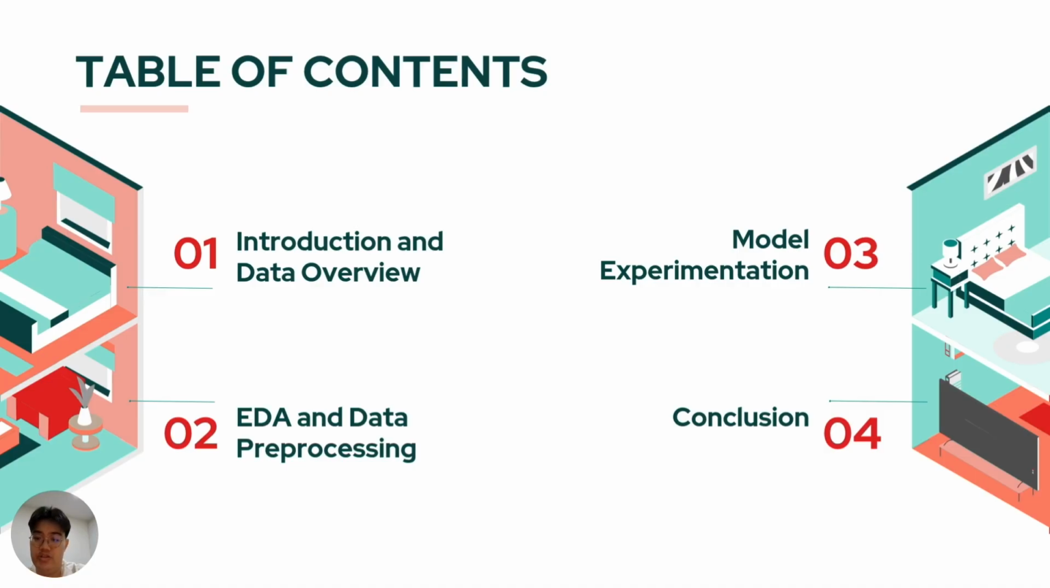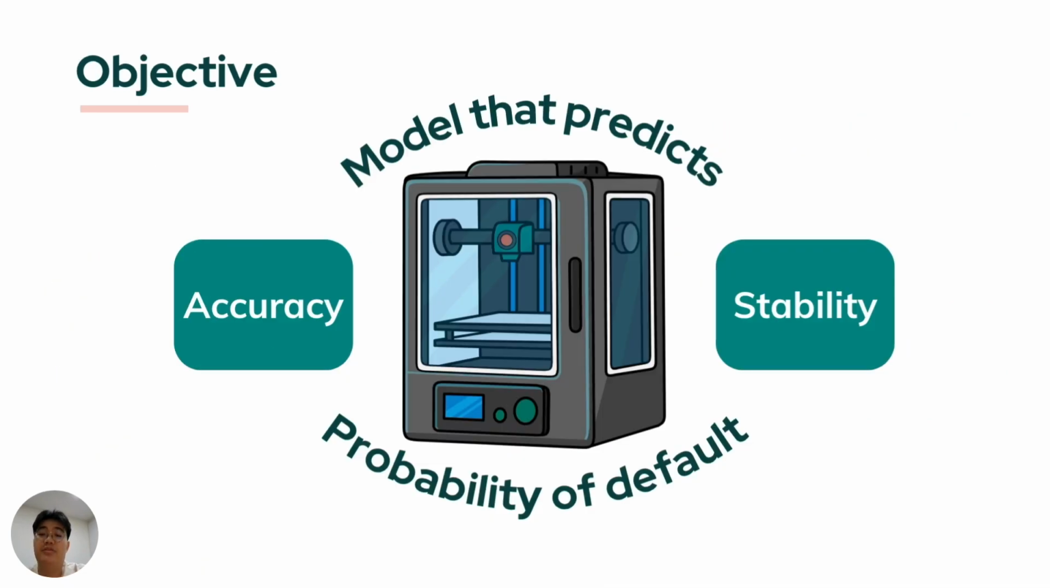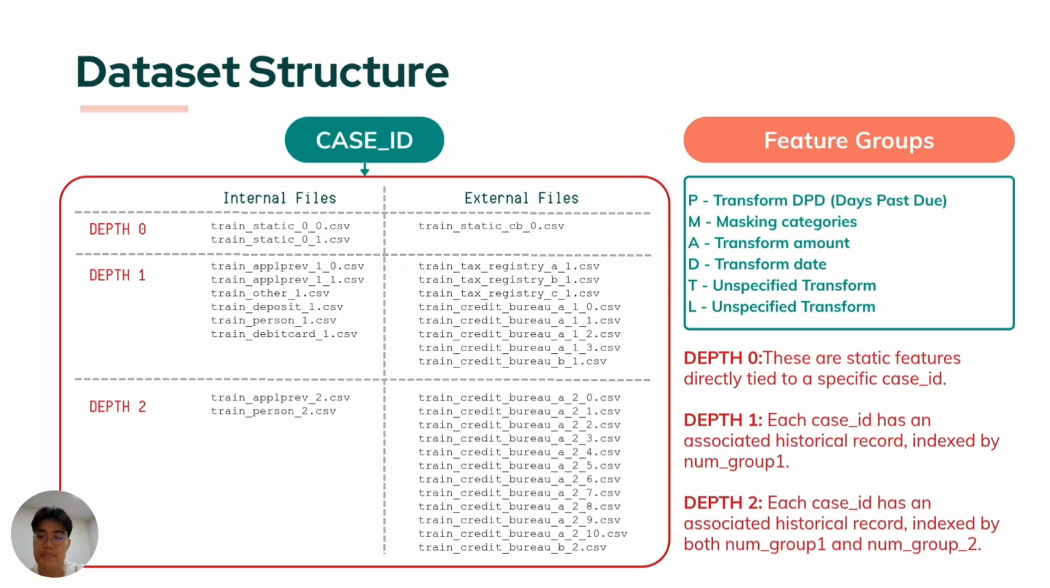So to begin, many individuals have insufficient credit history, making it hard for financial institutions to assess risk. To address this, alternative data have to be incorporated in the model. Moreover, it is important for the model to be both accurate and stable over time. Ultimately, our objective is to build a model that predicts the probability of default whilst achieving both strong predictive performance and stability over time.